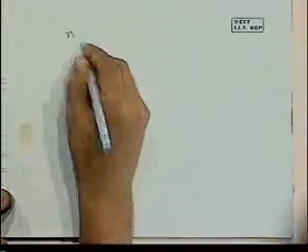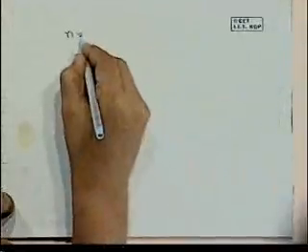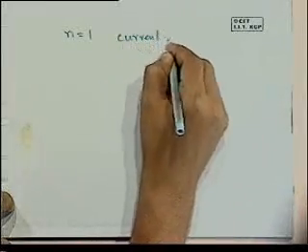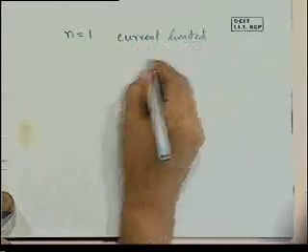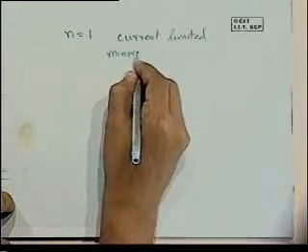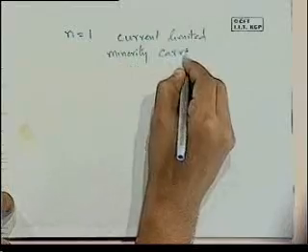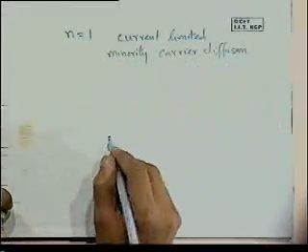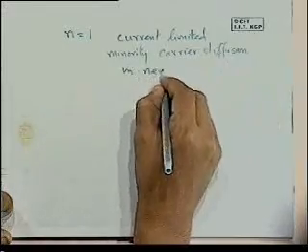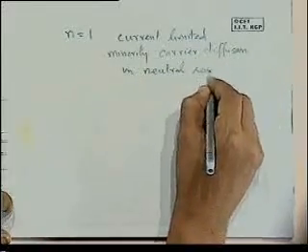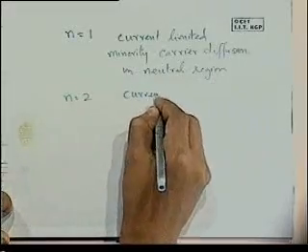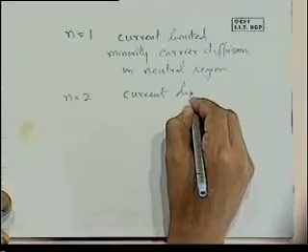N acquires a value of 1 when the current is limited by diffusion of minority carriers, okay, in the neutral region. That's the first, it's limited by JD. And N has a value of 2 when the current is limited by recombination in space charge layer.